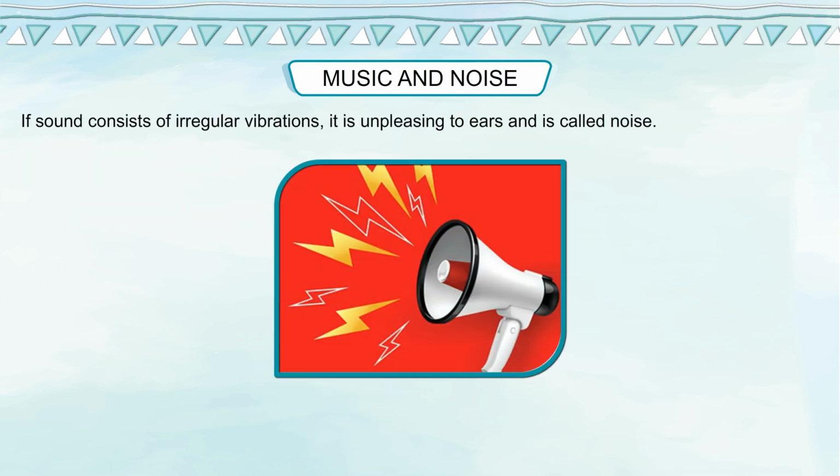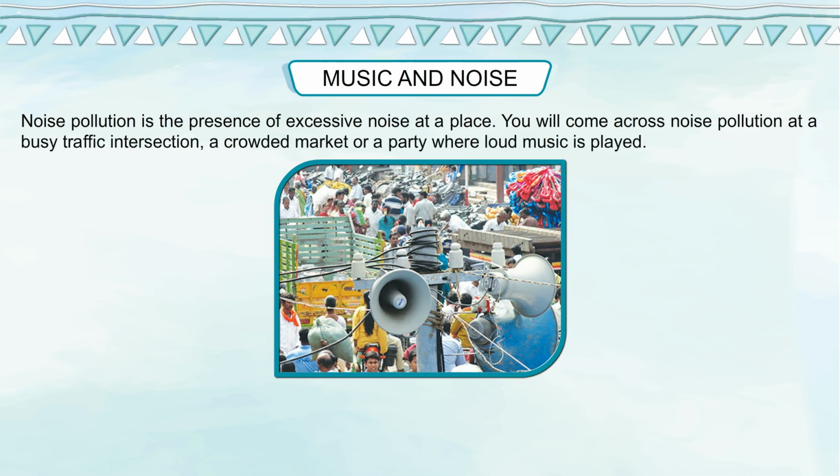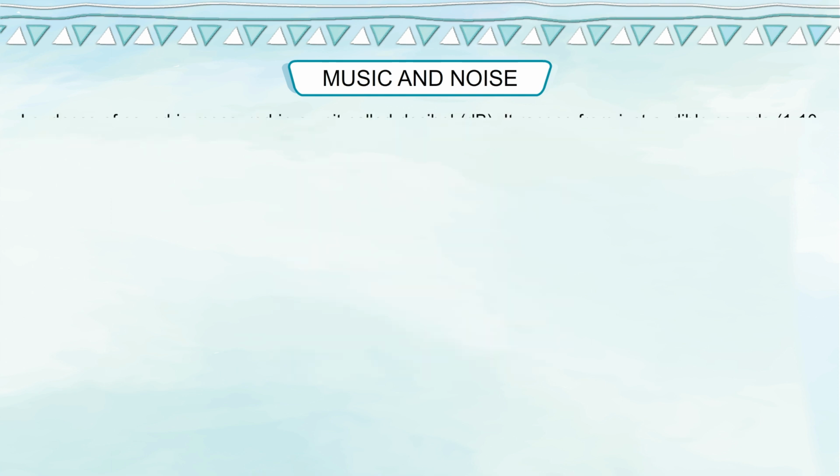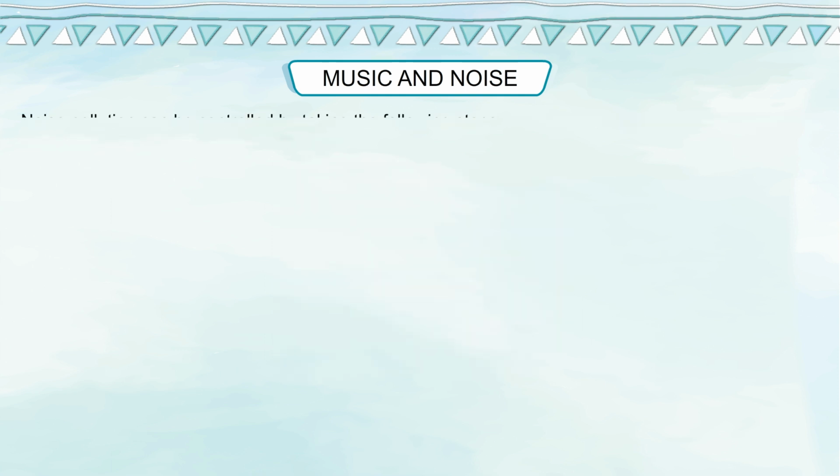If sound consists of irregular vibrations, it is unpleasing to ears and is called noise. Noise pollution is the presence of excessive noise at a place. You will come across noise pollution at a busy traffic intersection, a crowded market, or a party where loud music is played. Loudness of sound is measured in a unit called decibel, dB. It ranges from just audible sounds, 1 to 10 decibel, to painfully loud sounds, 150 to 180 decibels.